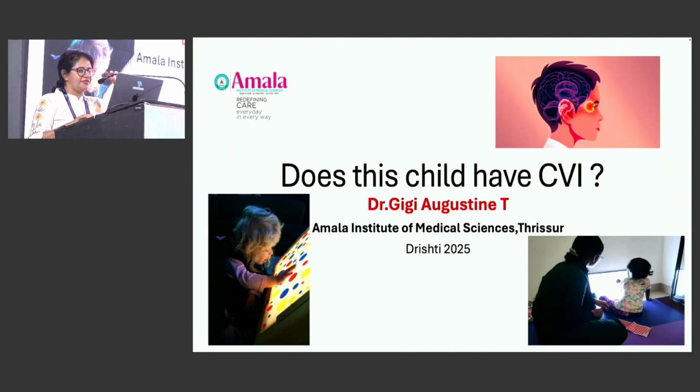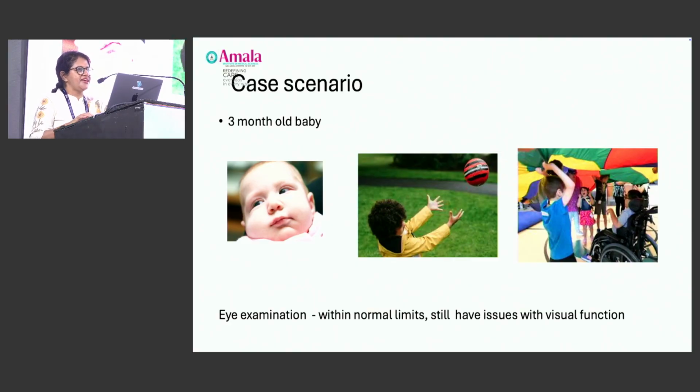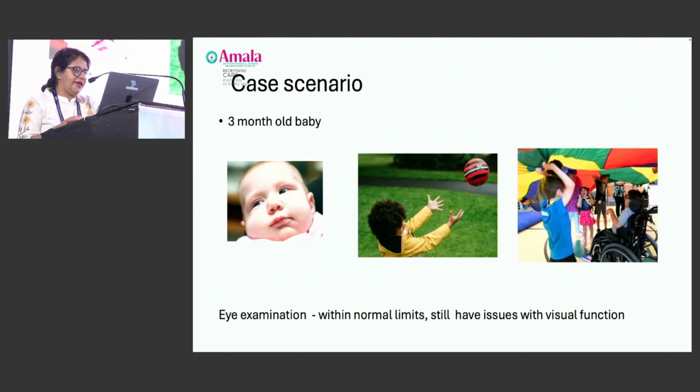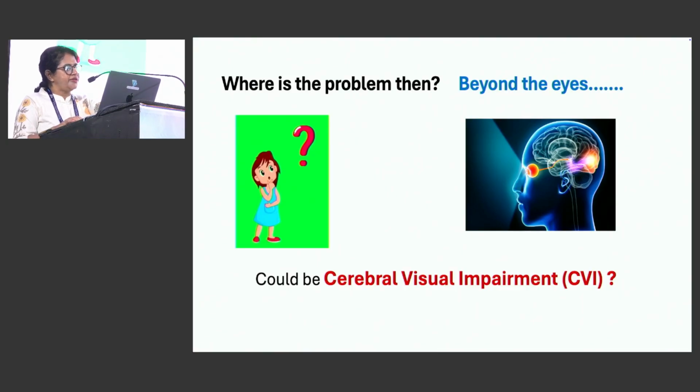Does this child have CVI? So let's take a few case scenarios. Here is a 3-month-old baby who is not looking at the mother's face but has some unpurposeful gaze. Another is a 3-year-old boy unable to catch the ball while playing, and a 5-year-old boy who is finding difficulty identifying the parents from a crowd. In all these cases, the ocular examination is within normal limits, but they still have issues with visual function. So, what is the problem then?